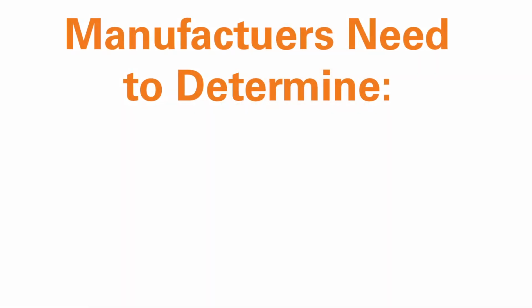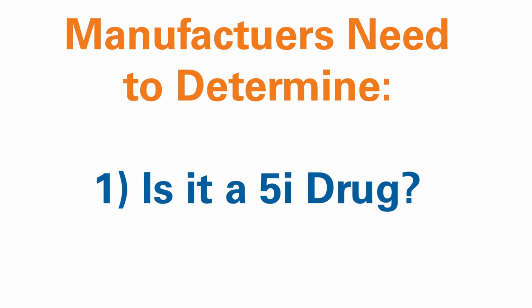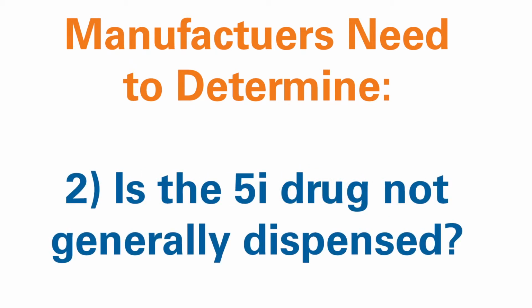So the issue then for manufacturers is really two-part. For each drug you need to determine if it's 5I or not. If it's a 5I drug, then you have the second part to ask, which is, is it generally dispensed or not generally dispensed? And for manufacturers that have drugs that are sort of on that 90% threshold, then they have the additional issue that their AMP values might vary period over period or quarter over quarter because of the variations between going 5I and non-5I and the generally dispensed.